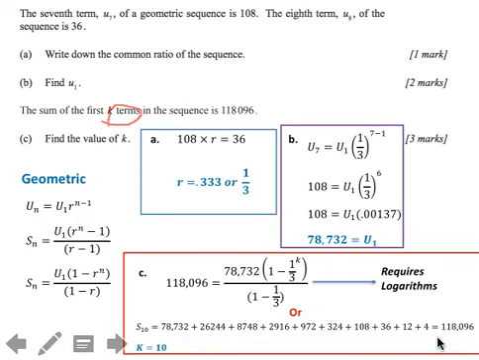because after 10 terms, the sum of our series equals 118,096. I hope that was clear. There was a lot of information there. Good luck on your work.